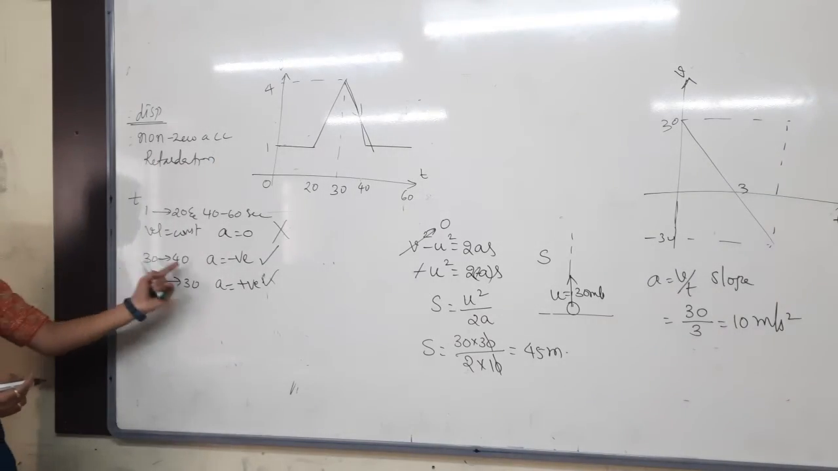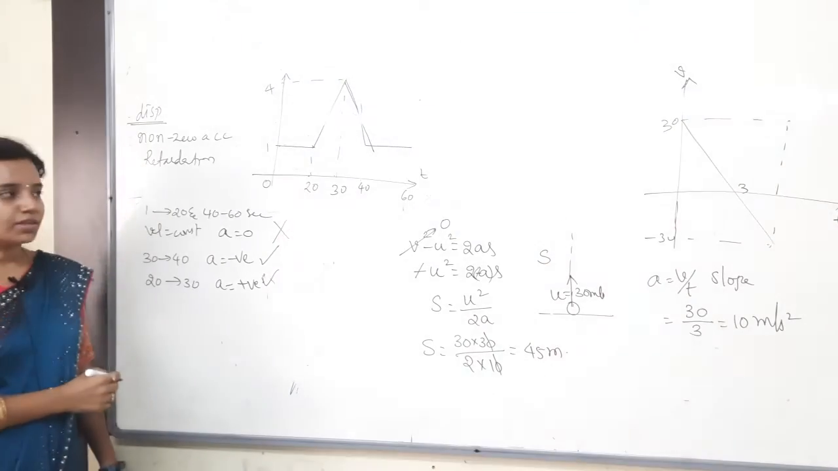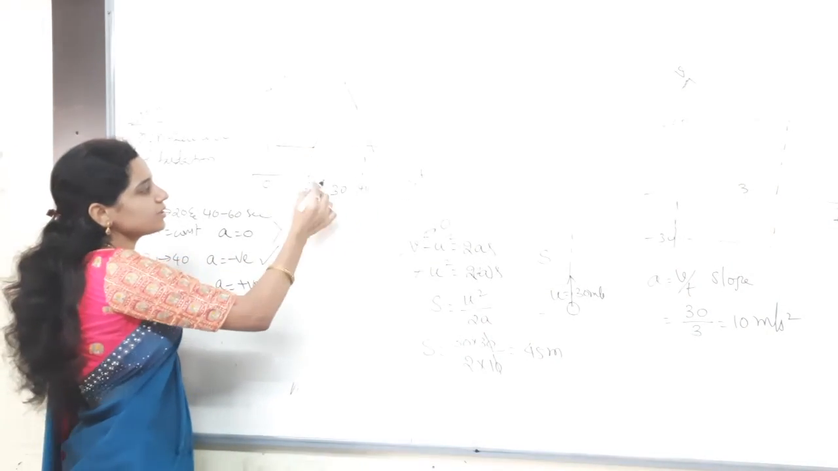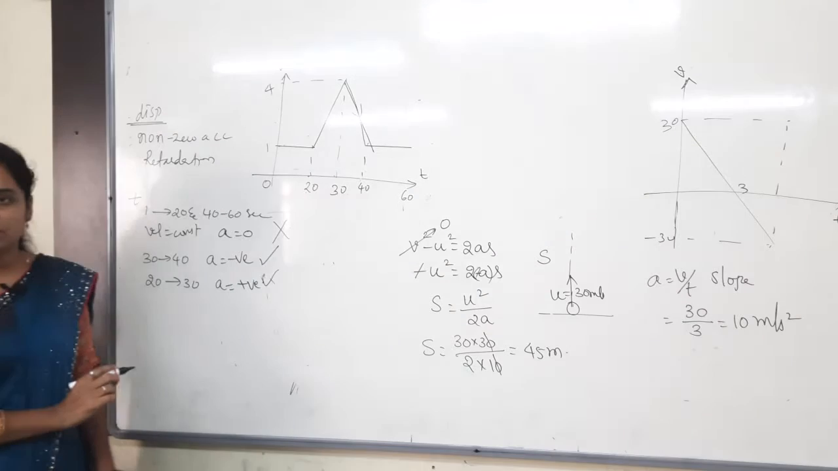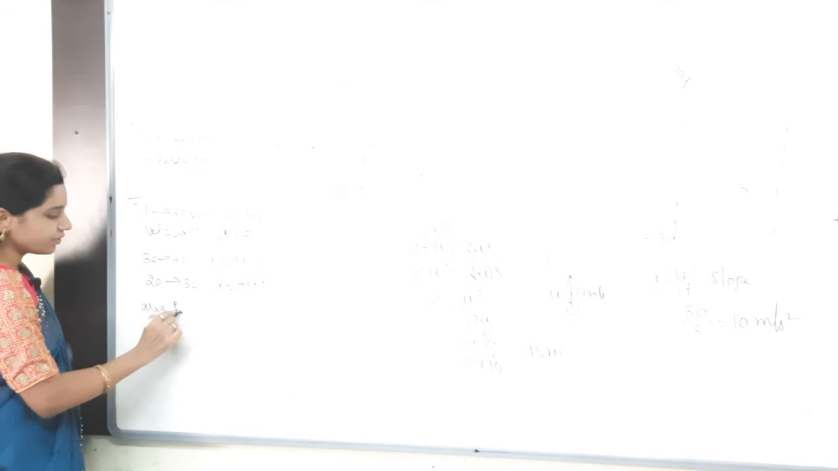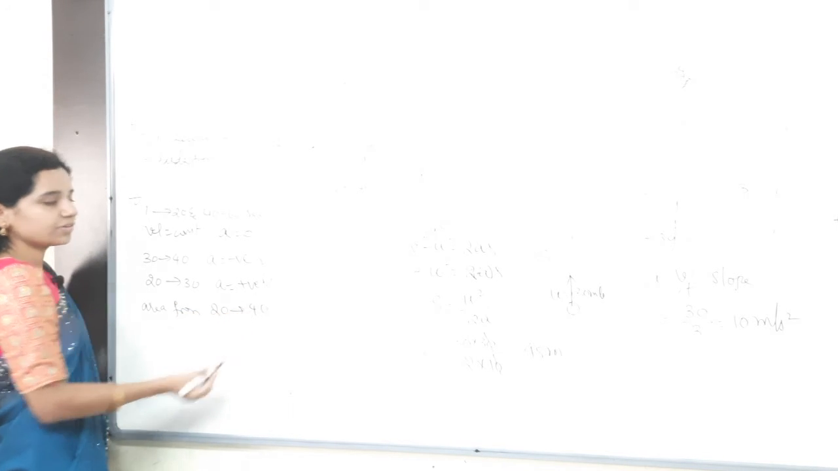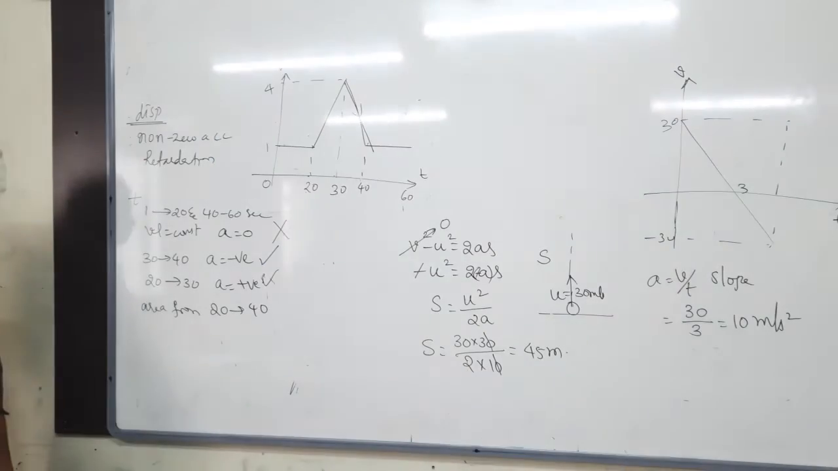So now 30 to 40, nothing but what do you have to take? Trapezium. Then 30 to 40 means trapezium and 20 to 30 also trapezium only. So for that area, from where to where do you have to take? Area from 20 to 40 you have to take.